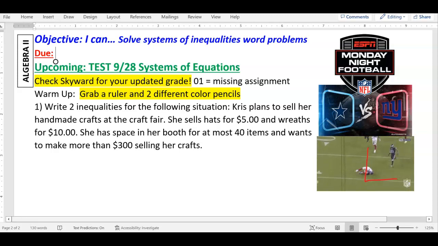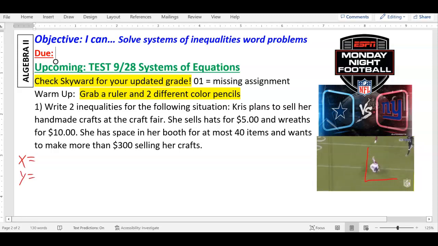We're going to write two inequalities for the following situation. Chris plans to sell her handmade crafts at a craft fair. She sells hats for $5 and wreaths for $10. She has space in her booth for at most 40 items and wants to make more than $300 selling her crafts. Now, usually you're going to define your terms. So everybody, off to the side here, go ahead and put X equals and Y equals.